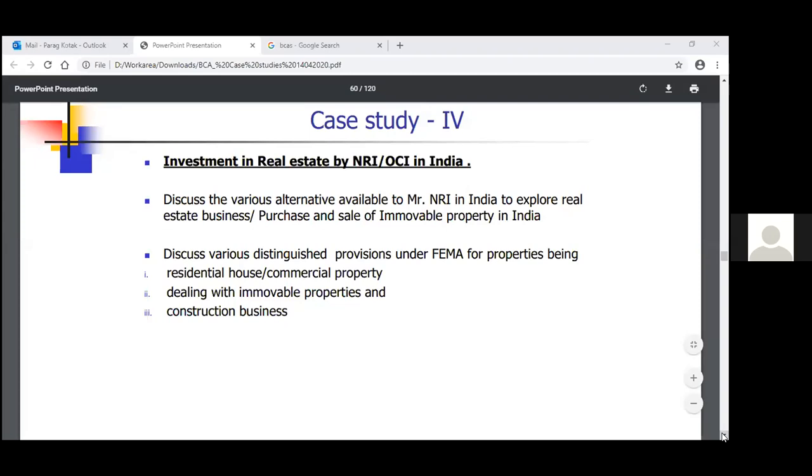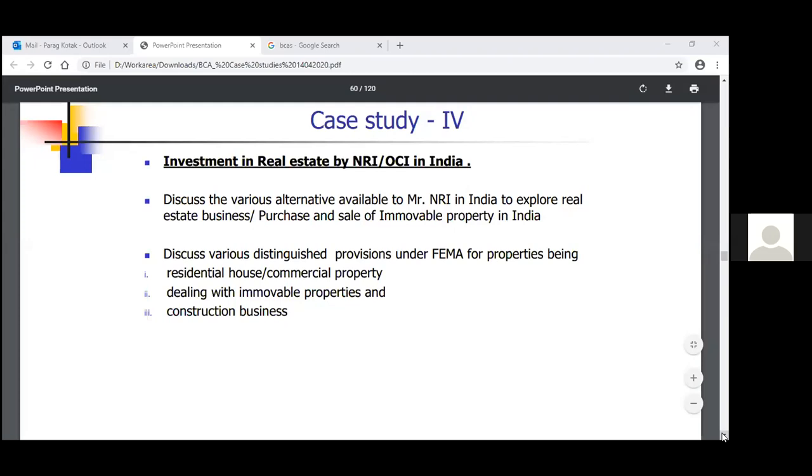Now, the businesses are available in the non-debt rules: one on a non-repatriation basis and another on a repatriation basis. The repatriation basis is found in the sectoral policies, and the non-repatriation basis is found exclusively as a dispensation for NRIs and the OCIs.